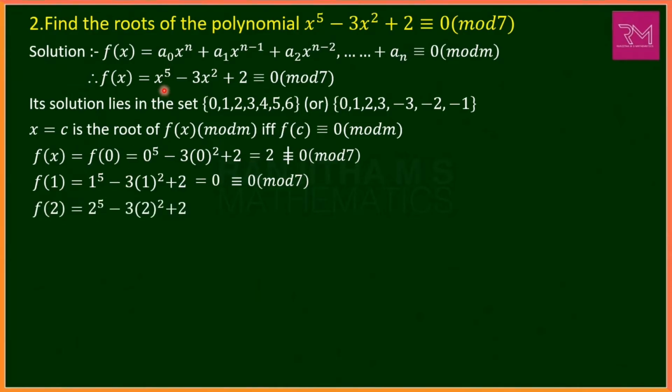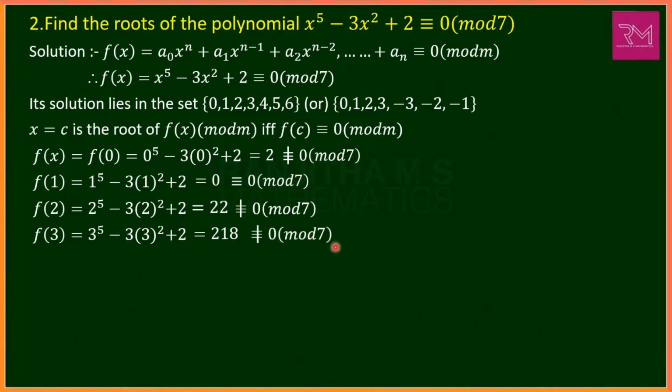That is, if you substitute x as 2 means 2 power 5 minus 3 into 2 square plus 2, which is equal to, if we simplify this value we get 22. So obviously 22 is not congruent to 0 mod 7, because 7 does not divide 22. So substitute x is equal to 3. If we substitute x value as 3 means 3 power 5 minus 3 into 3 square plus 2. If we solve this value we get 218. So 218 is not congruent to 0 mod 7 because 7 does not divide 218. Therefore x is equal to 3 is not a root.